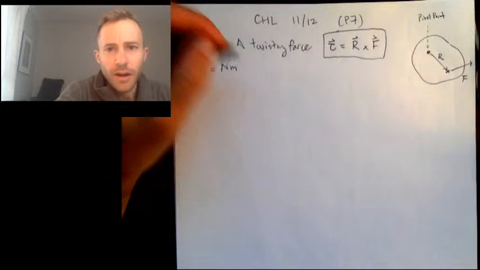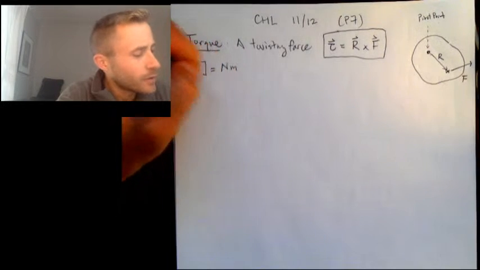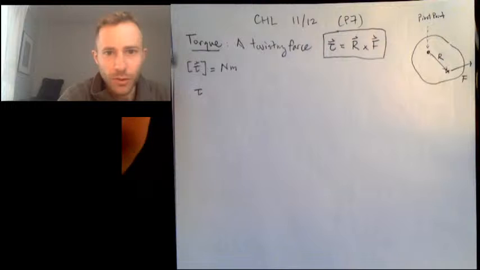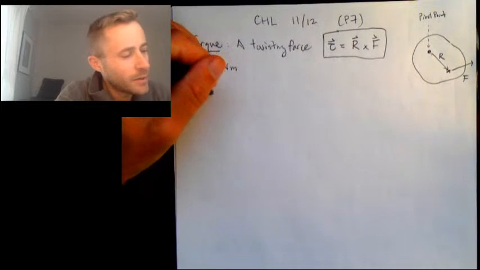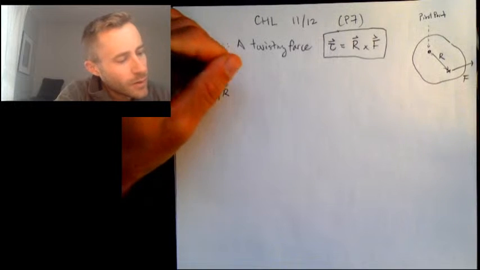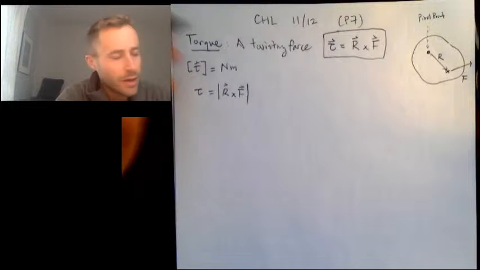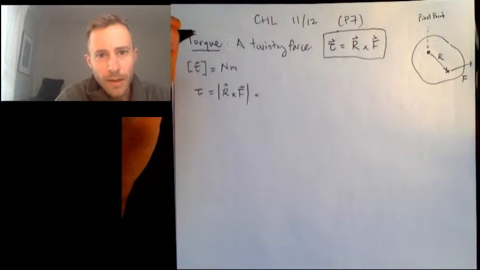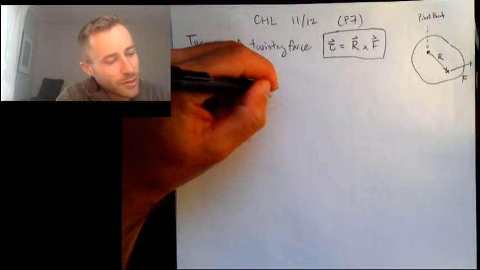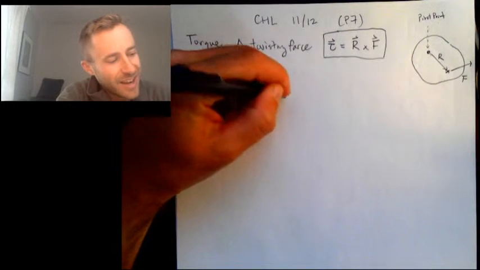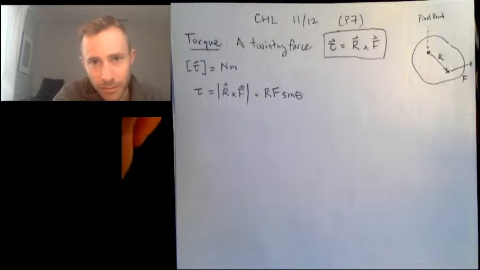So I want to remind you about the magnitude of the torque. The magnitude of the torque, which I'll just denote by tau without the arrow over the top, is the magnitude of R cross F. And if you recall, that means magnitude of the first vector times magnitude of the second vector times the sine of the angle between them. That is the magnitude of a cross product, okay?